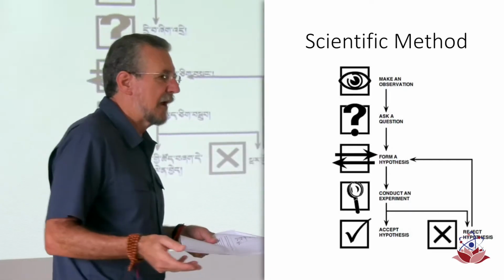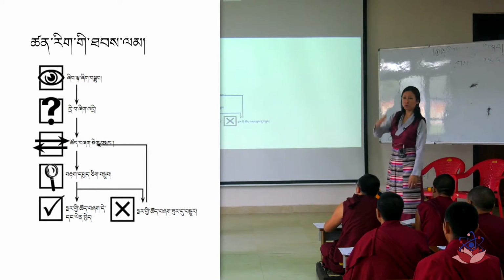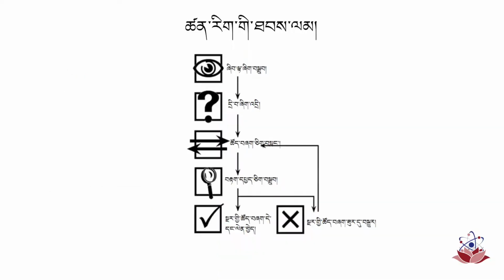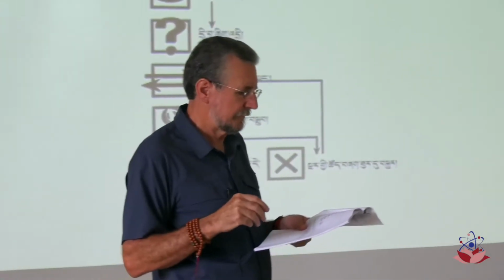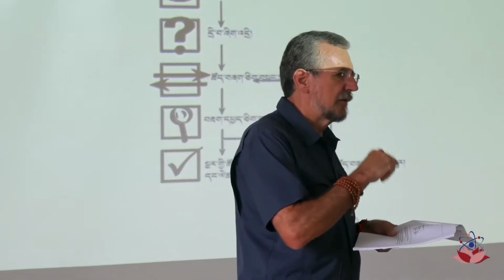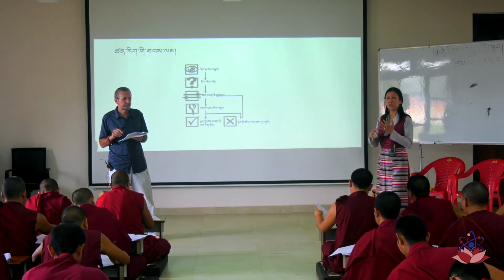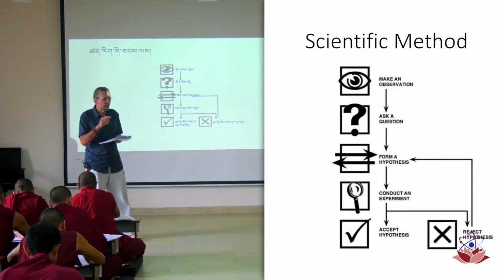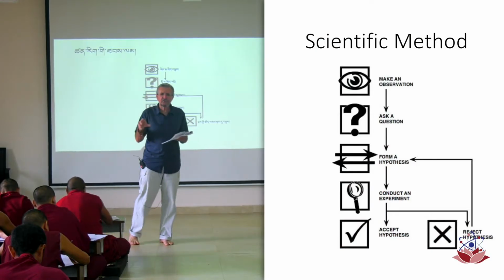Okay, so here's a diagram that illustrates the scientific method. Okay. The first thing is to make an observation. Then, as you said, we ask a question. That allows us to then form a hypothesis. And it's very important that we design our hypothesis such that it can be falsified.